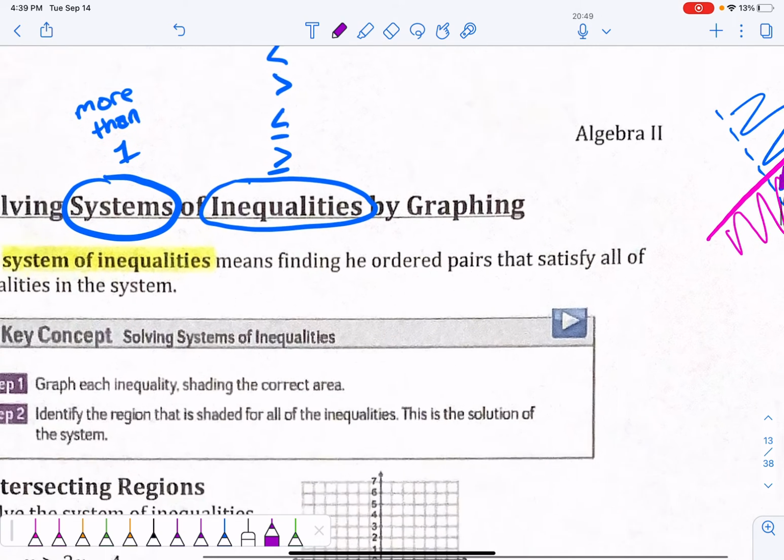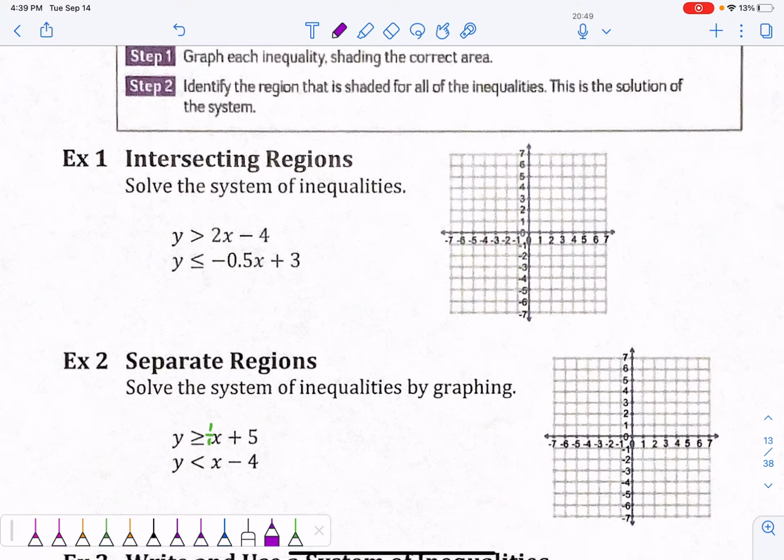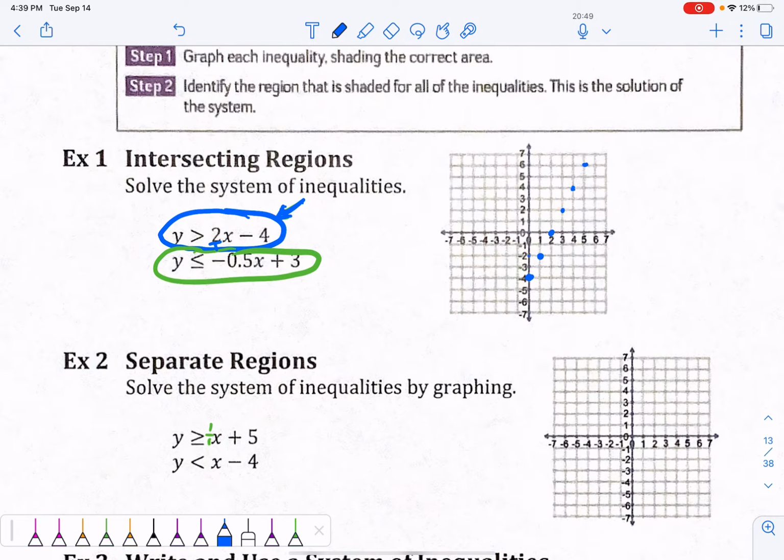Starting with example 1, these two equations are ready to be graphed because they have the y solved for. I am going to graph one of them in blue and the second one in green. For the blue one, we start at -4, and the slope is 2 over 1. So we go up 2 over 1, up 2 over 1, up 2 over 1, and I'm going to put my dots in there. Since this one is just greater than, it is going to be a dotted line. And y is greater than, so I'm going to shade above it. This is the region that I have shaded.